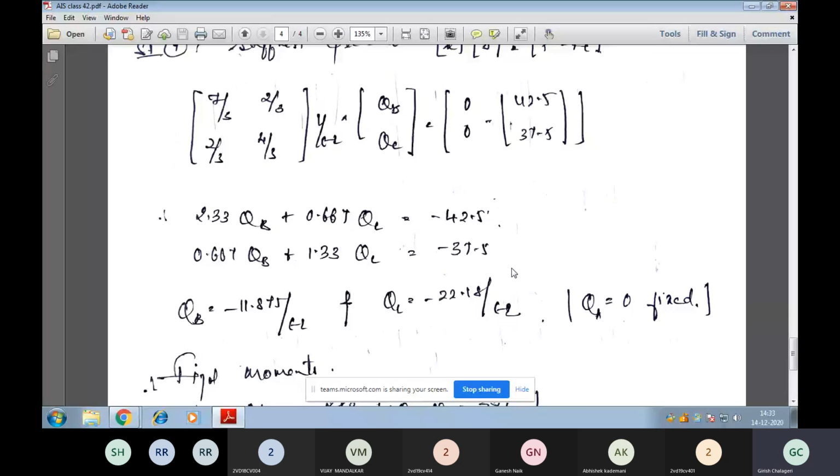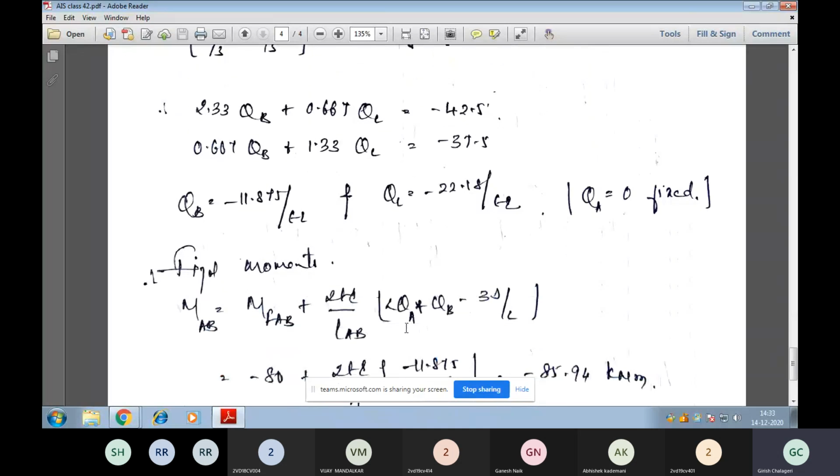Now using the equations of equilibrium, we can find the unknowns here. By calculating through a calculator also, we get the result that theta B will be minus 11.875 by EI, and similarly the rotation at joint C will be minus 2.18 divided by EI. Since theta A is 0, as it is fixed, it is not taken into consideration. Only theta B and theta C have been substituted here.